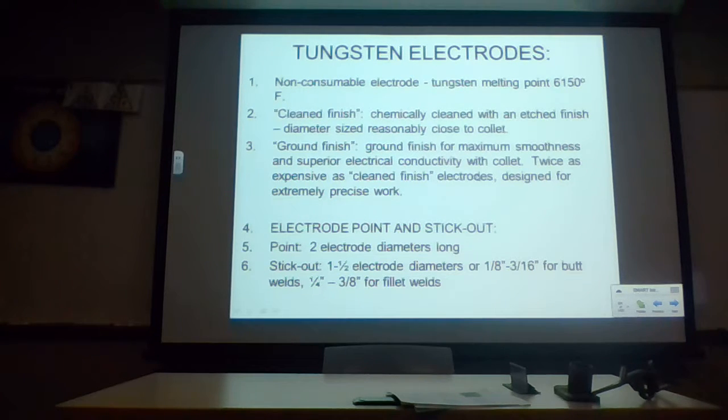Some welders prefer to use a ground finish on the electrodes because it provides better conductivity in the electrode holder, or at least the collet that supports the electrode. So you claim to get better work out of it.